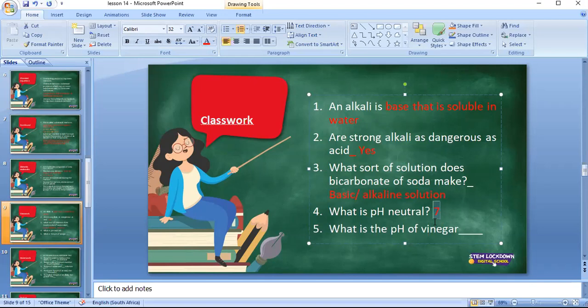What pH is vinegar, grade 9? What pH is vinegar? But you are not fair, grade 9. I work alone now. It's below 3. Is it 3 or below 3, Unkabetsi? I think it's below 3. The pH of vinegar, yes, it is below 3. So it means, what do you know? If it's below 3, it is acidic, right? Acidic.